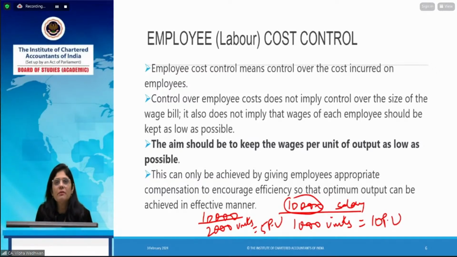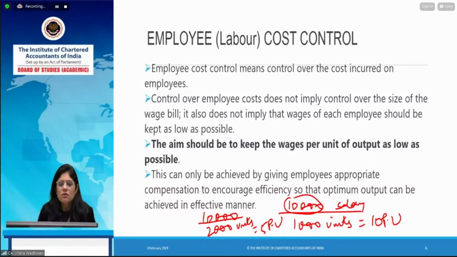It does not mean that you reduce their salary or wages. Clear? You should increase the efficiency of production so that you produce more with the available resources, you minimize losses, you minimize waste, you minimize the idle time, where the machine is staying idle and the laborers are sitting idle because the raw material is not there, the power is not there. So these things should be avoided. This is what we mean by labor cost control.